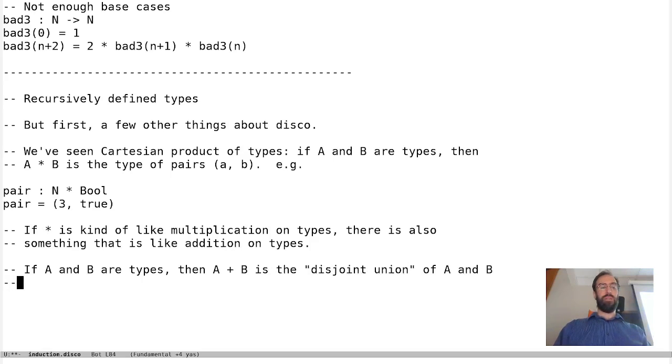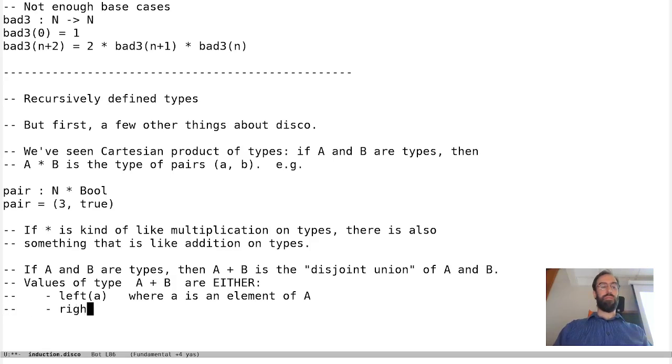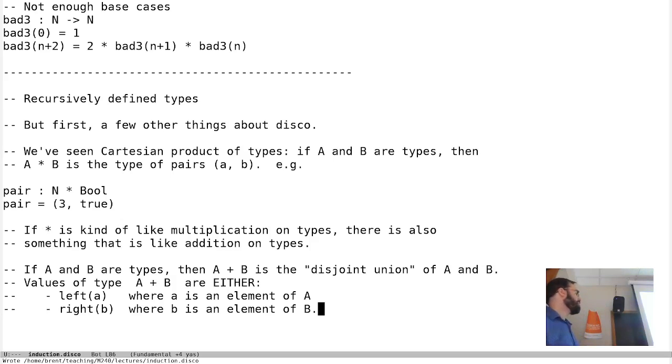What does that mean? It means that values of type A plus B are... So there's basically two kinds of values of A plus B. One is left a, where a is an element of A, or right b, where b is an element of B. So, how should we think about this?